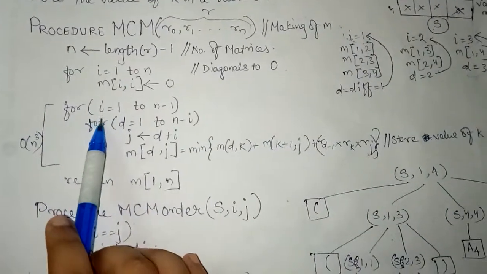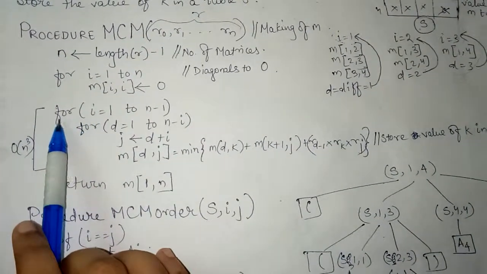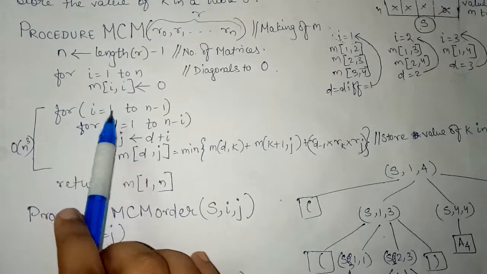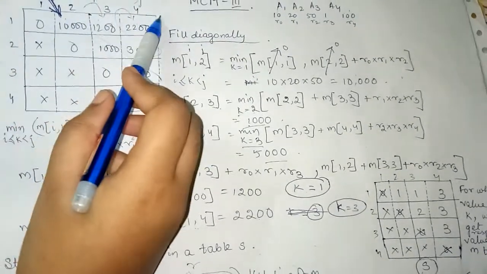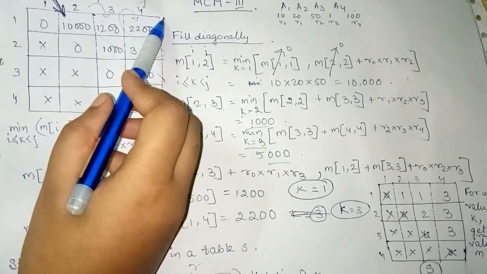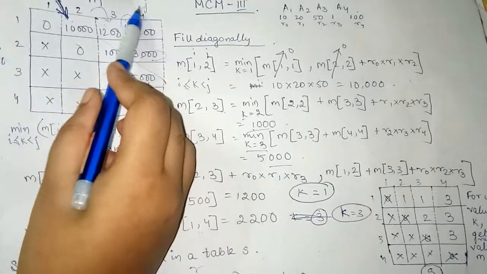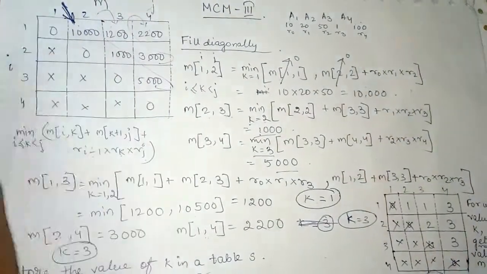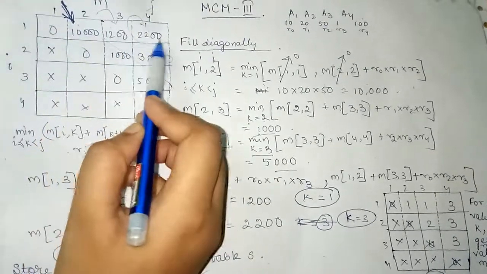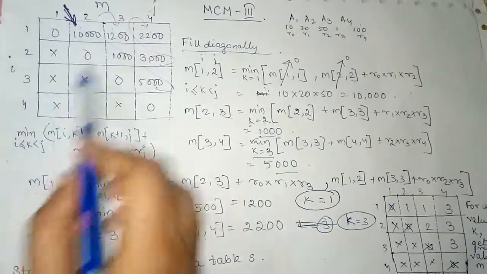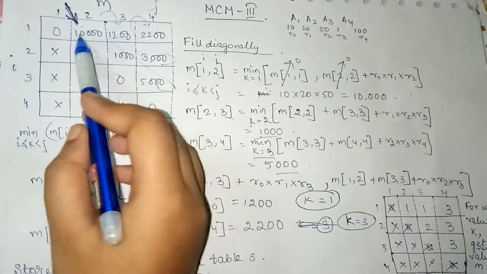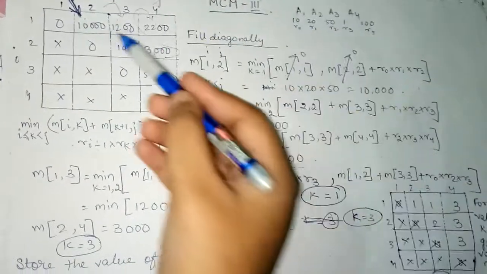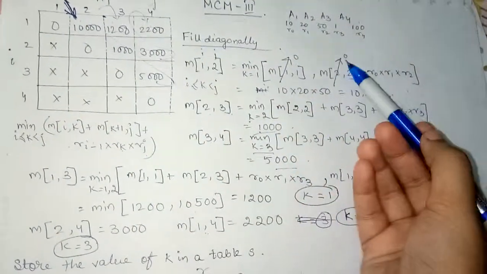So here we are doing that thing for i equal to 1 to n minus 1. Why n minus 1? Because 1 2 3 4 corresponds to the number of matrices, that is 4 matrices, but this one is 0, so remove that. So we are left with n minus 1, 4 minus 1 column, the first column. If 5 6 7 8 is there, then this one will still be 0, and we will have 7 diagonals to fill.